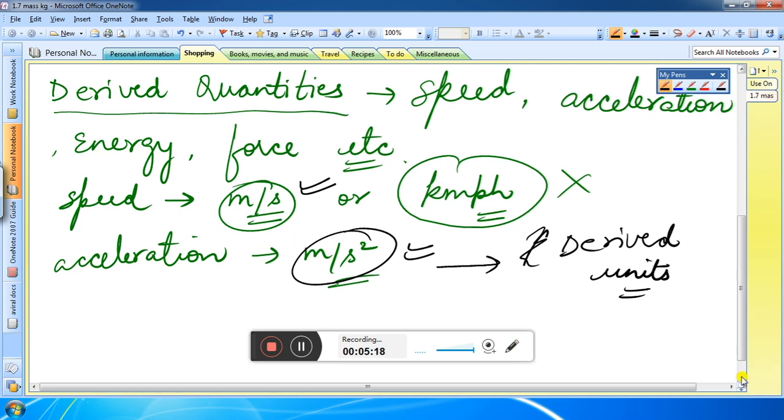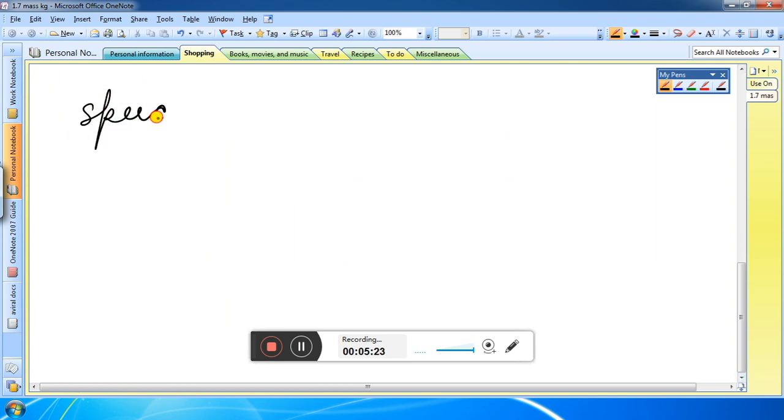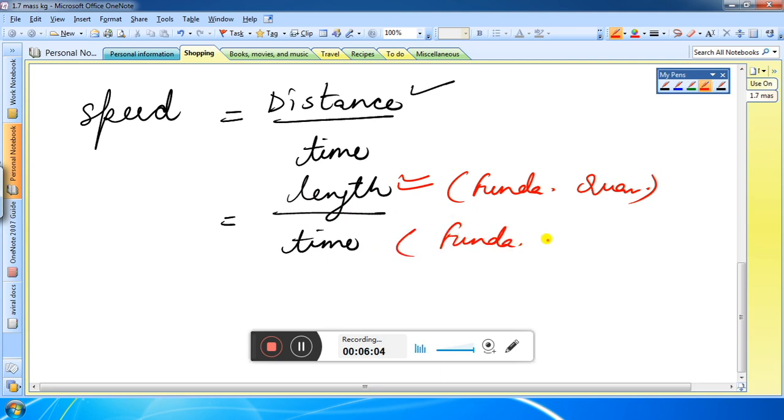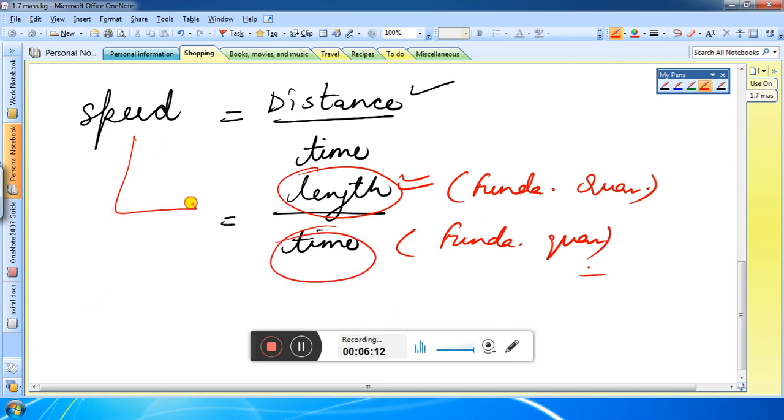Now let us look at how we can say that speed is an example of a derived quantity. First you understand how it will be a derived quantity. The formula of speed, you know very well, is distance upon time. Now distance is a type of length, and time we can write as it is. Now if you look at length, it is an example of fundamental quantity. Time is also an example of fundamental quantity. Because both are fundamental quantities and these are coming in the formula of speed, that means speed is made up of these two things, right?